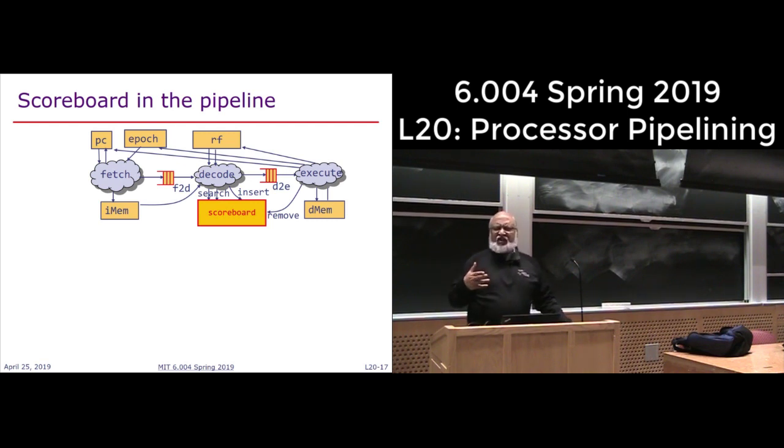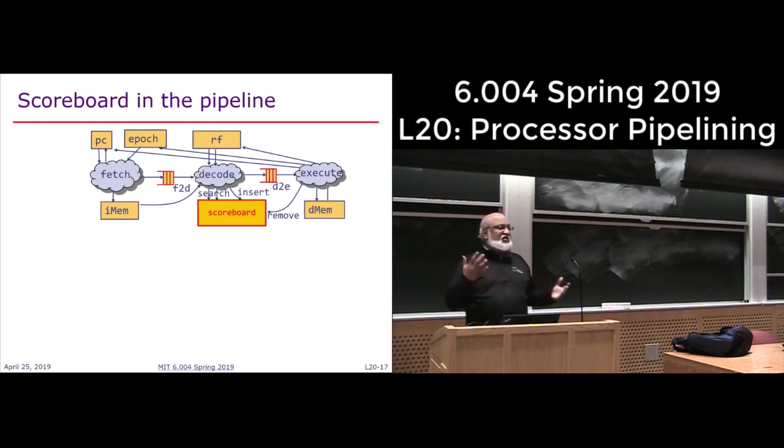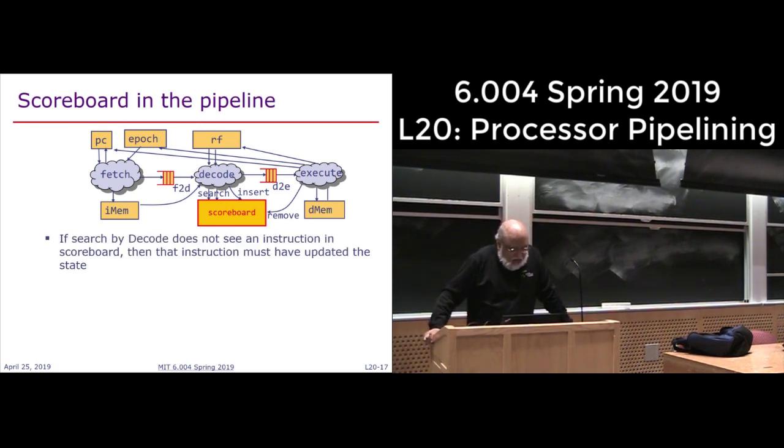You see, another point I'm trying to emphasize here is designing these pipelines is tricky because all the time we are looking at something forward, but we are sometimes also taking action backward. Right? I mean, removing something which people here were reading, but now this guy, which is later in the pipeline, is trying to write it. So whenever you have this, you have possibility of race and many things going wrong in that. If search by decode does not see an instruction in Scoreboard, then the instruction must have updated the state. Oh yeah, this is a very subtle point.